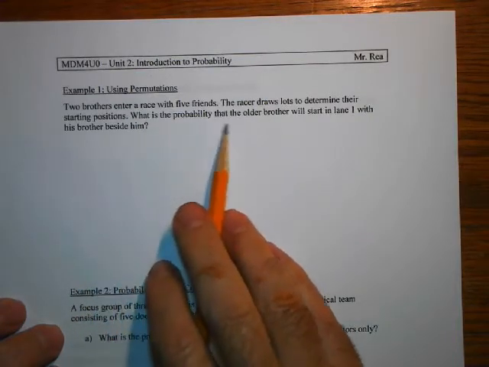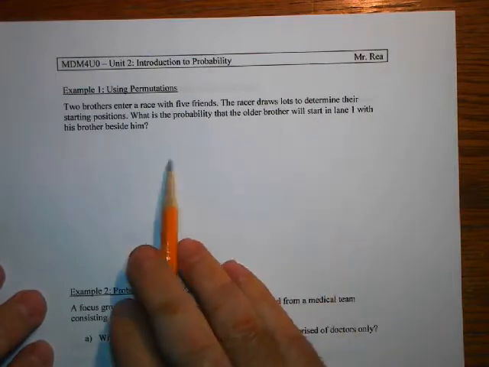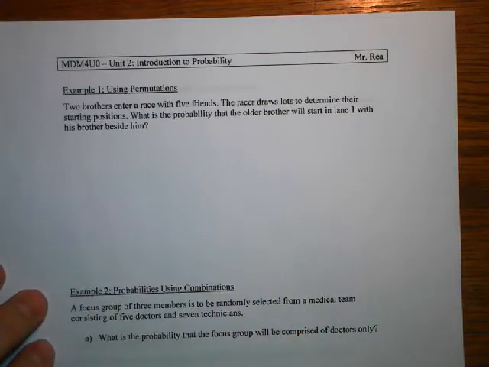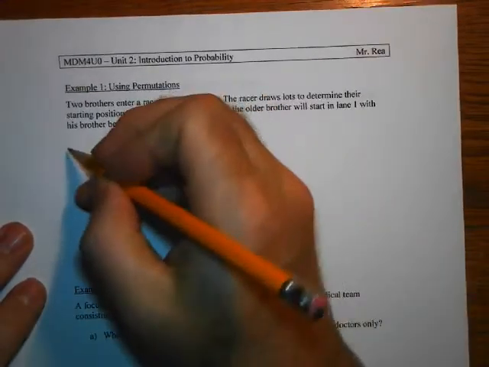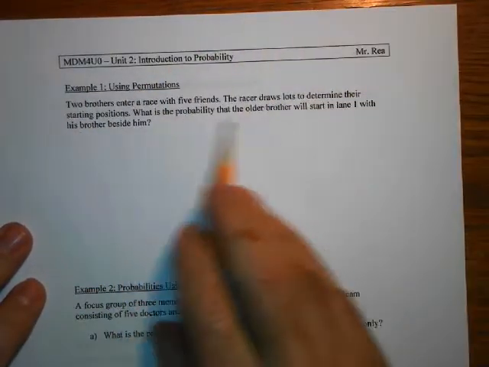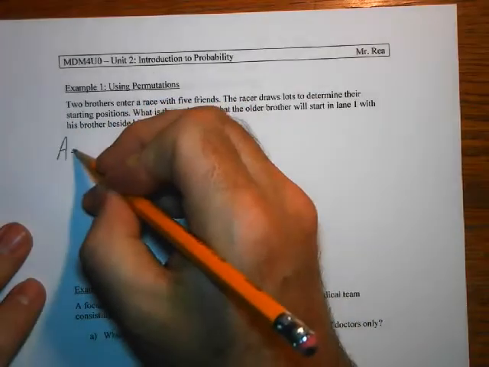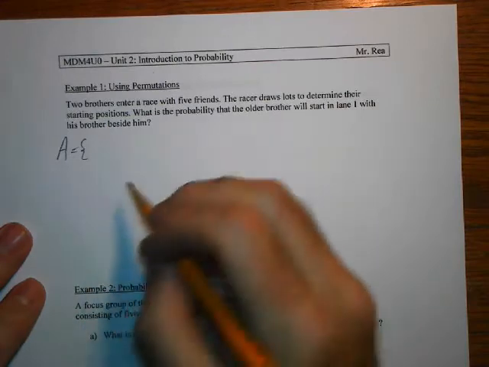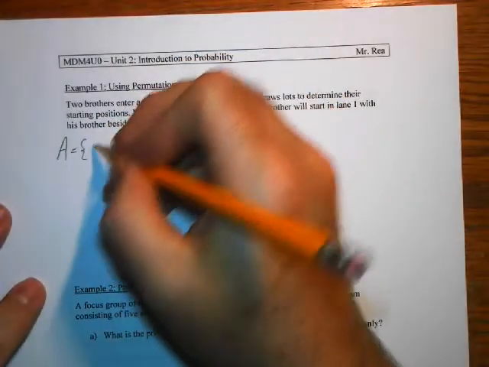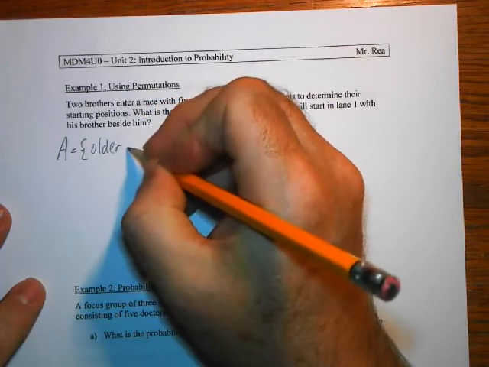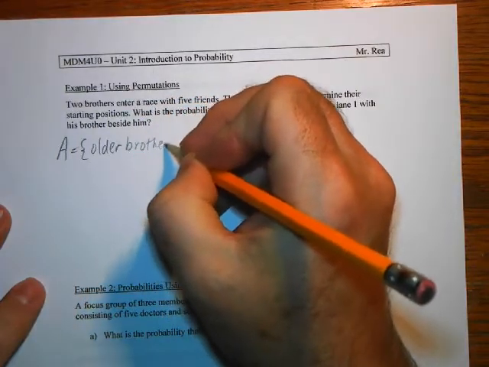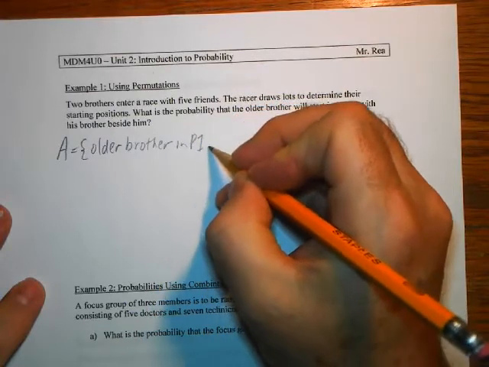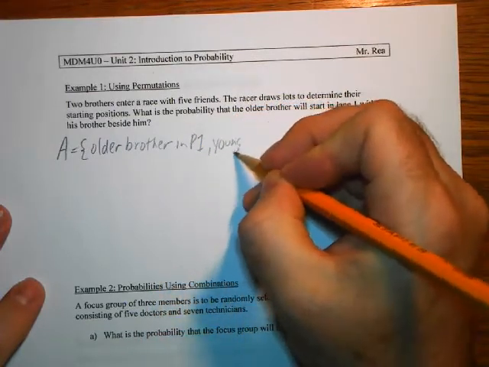So what are we being asked here? What's the probability that the older brother will start in lane 1 with his brother beside him? That infers lane 2. Since I'm finding that probability, I want to define that event right from the beginning. So A is going to be when the older brother is in lane 1, or I'll call it P1, and the younger brother in P2, or lane 2.